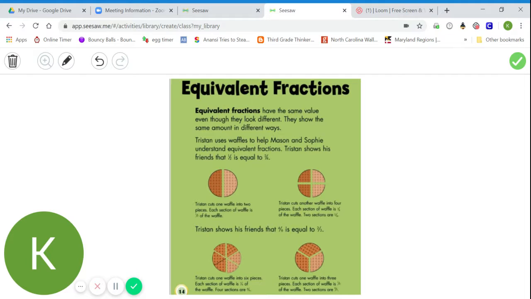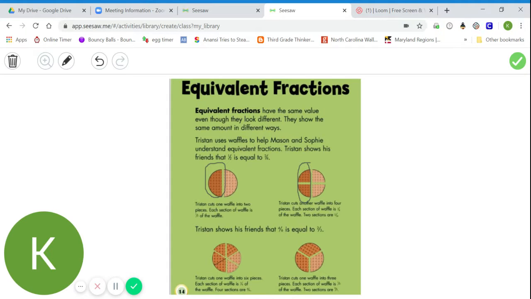Each section of the waffle is 1/2. Tristan cuts another waffle into 4 pieces. Each section of the waffle is 1/4 of the waffle. 2 sections are 2/4. When we look at this model, we can see that 2/4 is the same size as 1/2, even though they're different fractions, making 1/2 equal to 2/4.